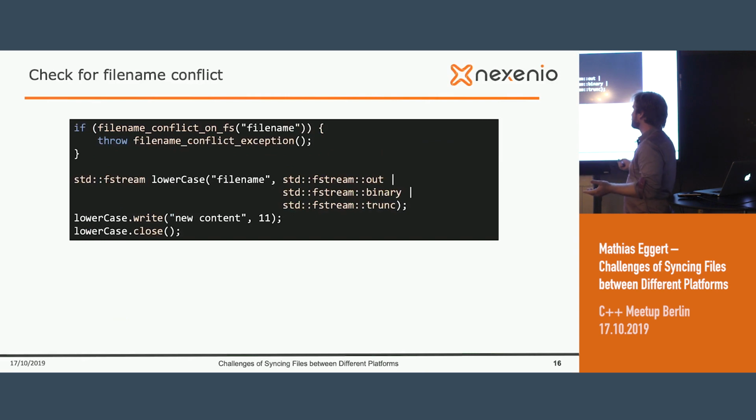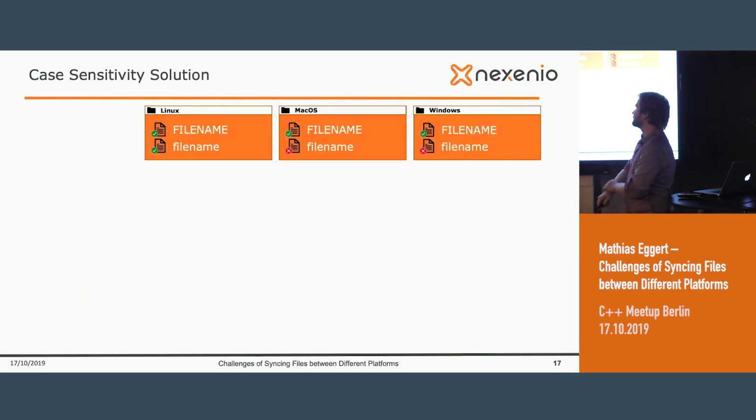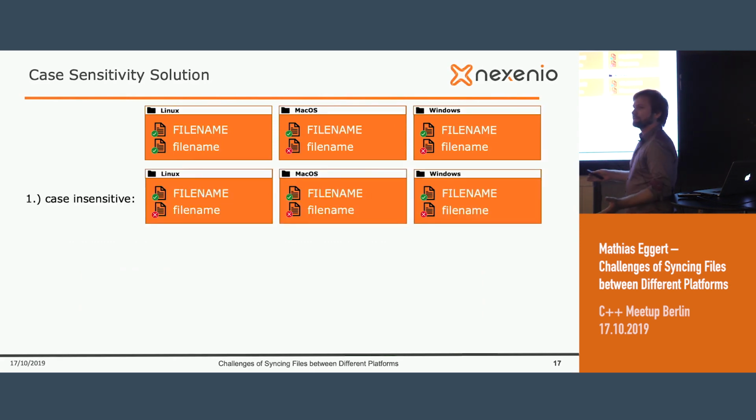So now we solved the problem that the file content of the uppercase file name would not be overwritten, as on each file system or on each platform it is the same. But of course, we now have the problem that we still cannot create the lowercase file name. And we tried many solutions. The first solution was that everything is case insensitive. That means the Linux user is not able to synchronize the uppercase and lowercase file name, only one of them.